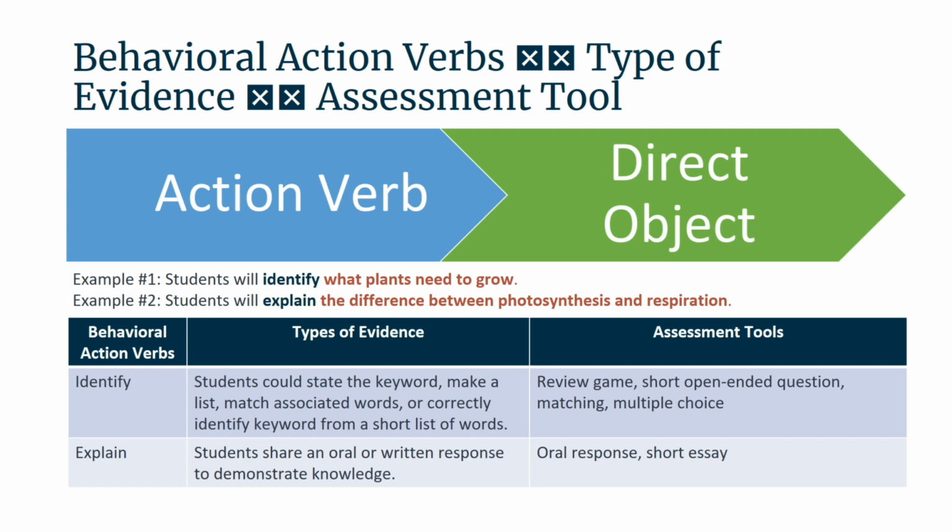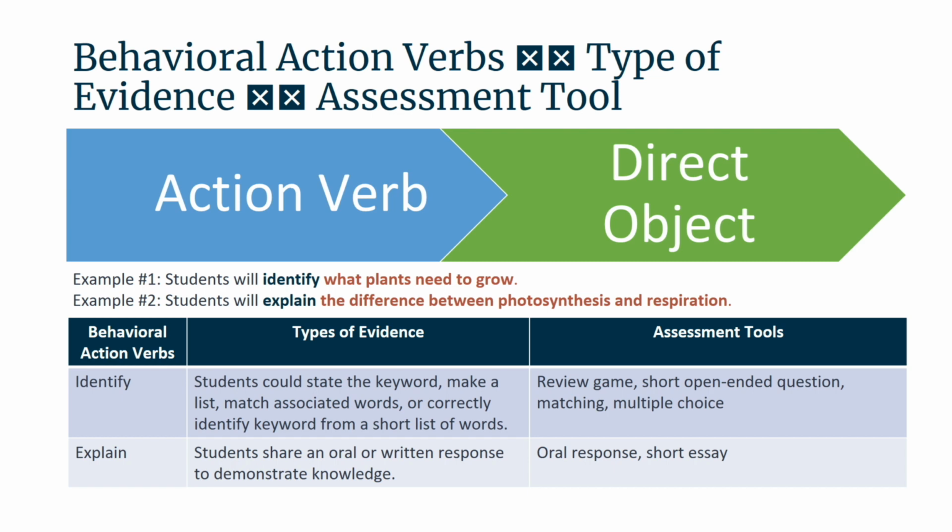So let's take a look at behavioral action verbs, which lead to the type of evidence which leads to using an assessment tool. As we mentioned in an earlier slide, two parts to the behavioral learning objective is action verb and the direct object. You'll see that there are two examples listed here. Students will identify what plants need to grow, is example 1. Example 2, students will explain the difference between photosynthesis and respiration.